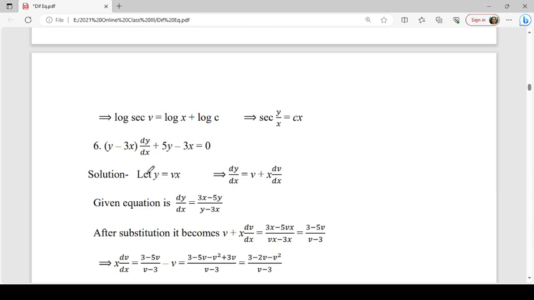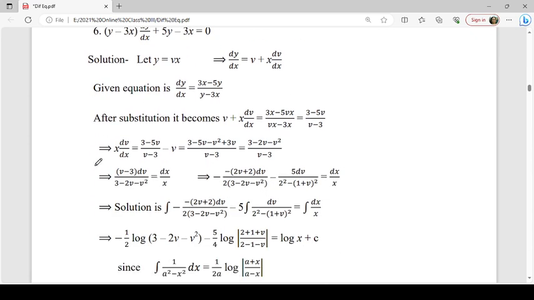So this is also the same procedure, y is equal to vx, this becomes 3 minus 5v by v minus 3, again we are subtracting this v. After simplification, it is now this one, then this v minus 3 comes as numerator, this is in the denominator, again it is an algebraic fraction, and this we are making just like the other previous one.